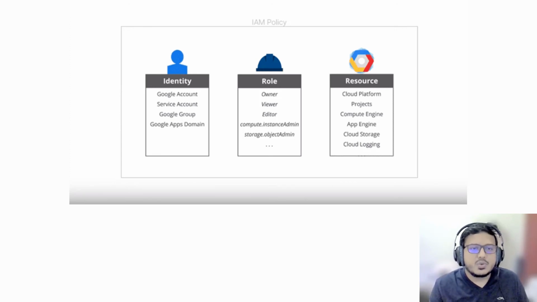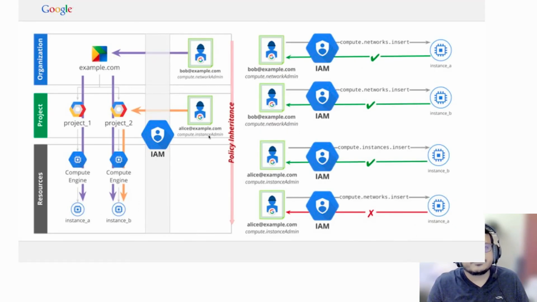All right, so what are identities? As we spoke about IAM, it stands for Identity and Access Management. So let's talk about all these components. So in a GCP project, identities are represented by Google accounts created outside of GCP and defined by an email address, not necessarily a Gmail address.